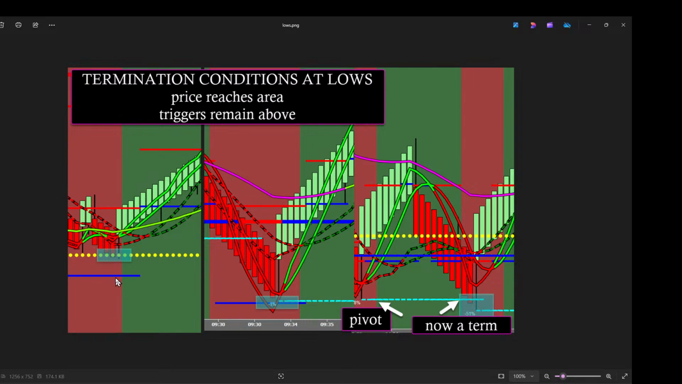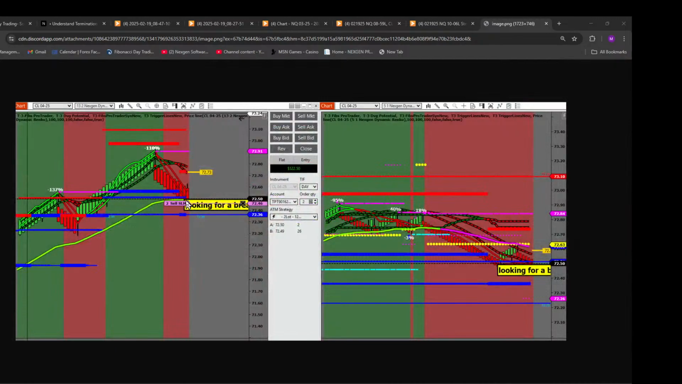That's just a blue fib. Until price reaches it, it's just a blue fib. But once price reaches that fib and the triggers don't break, now it's a termination condition. The same way this was just a red fib until price got to it, and then it became a termination. Hell, this was a target until it became a termination. This is defining where the market is likely to go.